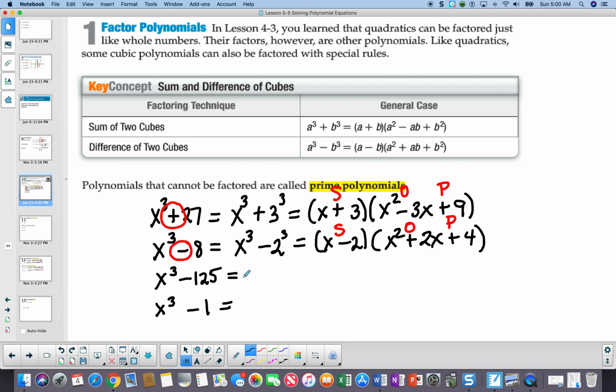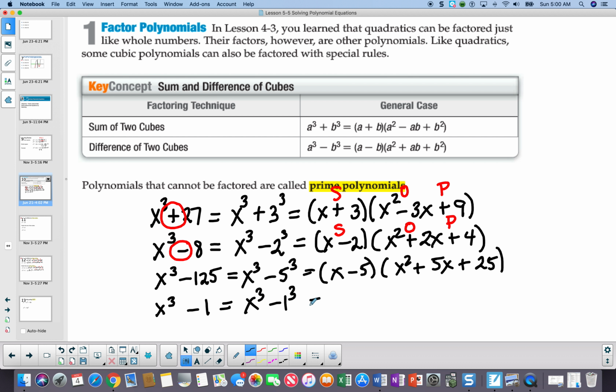Okay, let's go ahead and see if we can do that. This is x cubed minus 5 cubed. Now this is a difference, so I'm going to start off with the same sign. x squared, and this is going to be the opposite, so that will be plus 5x, and then plus 5 squared, which is 25. All right, remember this is x cubed minus 1 cubed. It's going to be the same, x minus 1, x squared, and this is going to be the opposite of this, so that's plus 1 times x, which is x, and then plus 1 squared, which is 1.